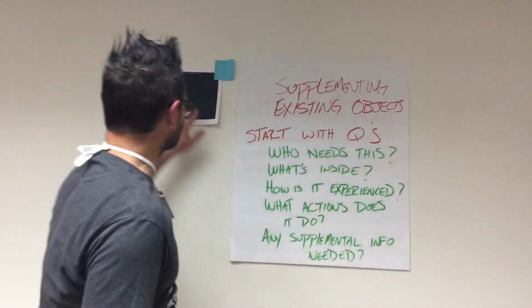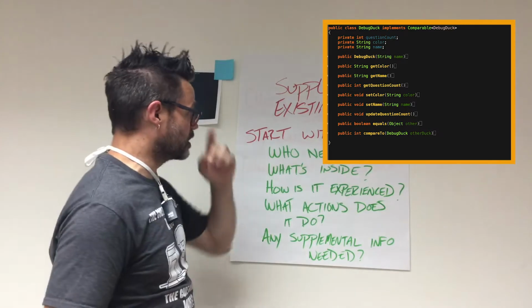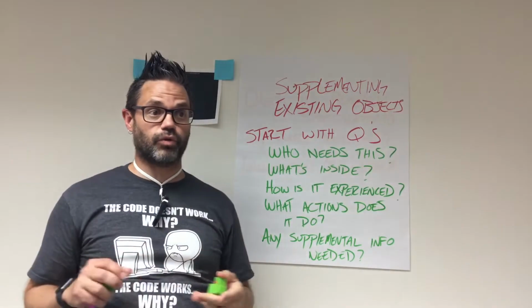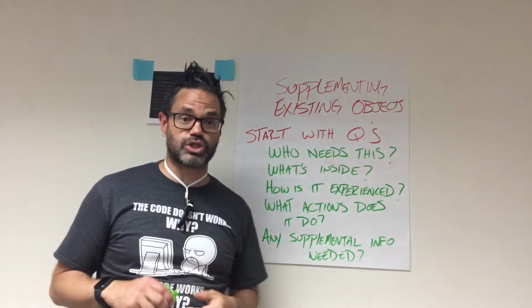So we're talking about our lovely little debug duck class, the one we're using right here. So we have the idea that we're working with a debug duck. And so when we're talking about that, one of the things we really want to do is talk about how we can actually work with some existing objects. So the first thing we do is we start with some questions.